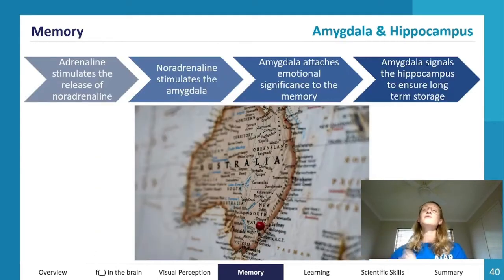But what I actually did want to focus on before we move on was our hippocampus. The hippocampus has an important role in memory formation and storage as well. I have a few notes here about it. The hippocampus is involved in establishing the background information or context of new memories, such as the location and the place of the memory.